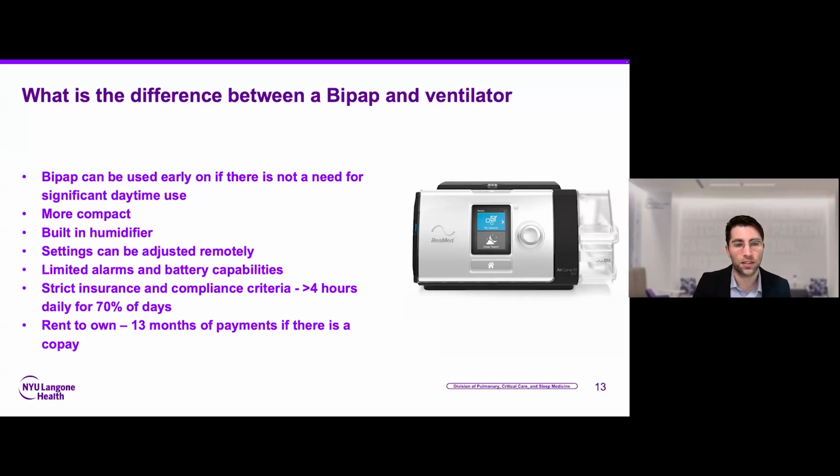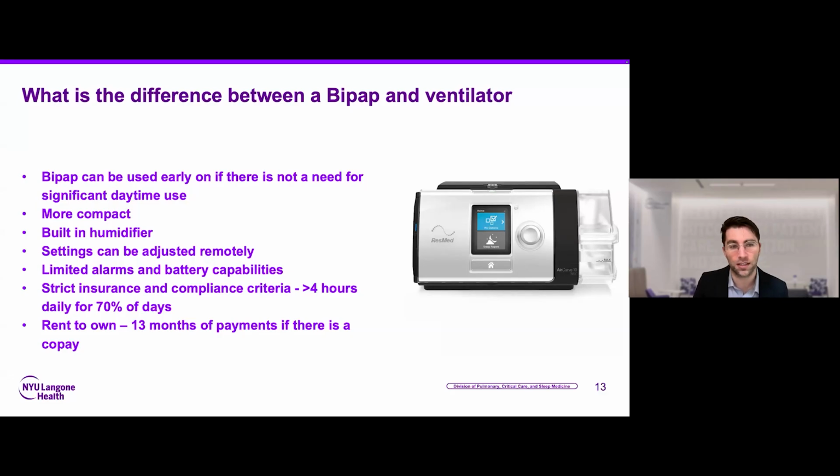They do have relatively strict compliance criteria that are set by the insurance companies. So if you are prescribed a BiPAP device, it's important to be aware that the insurance company is going to ask that you show that you are using the device for 4 hours per day for at least 70% of days. And what that means is if on one day you wore it for 3 hours and 59 minutes, and on the next day you wore it for 10 hours, you only get credit for that one 10-hour day. The 3 hours and 59 minutes does not give you credit for wearing it.